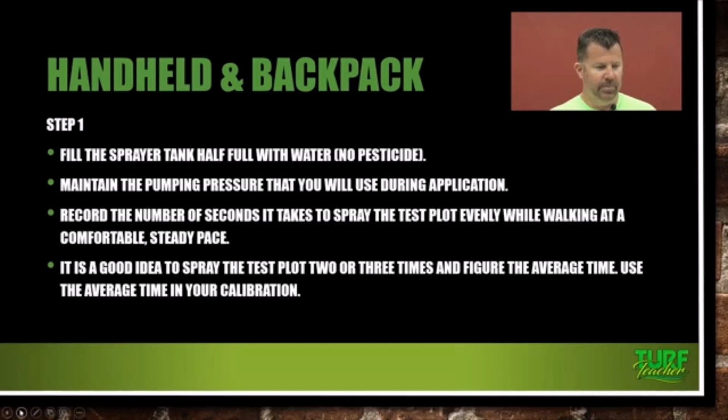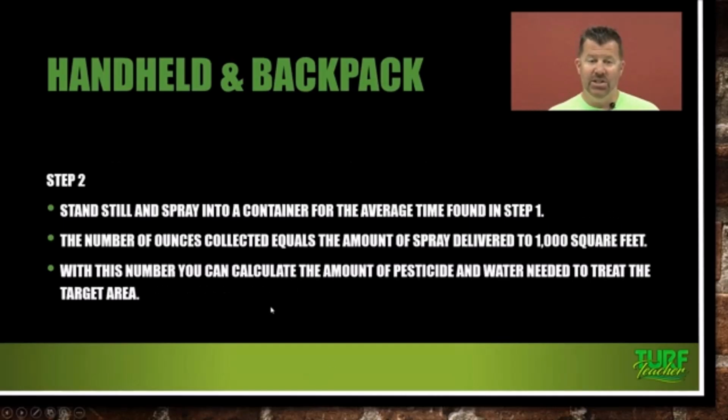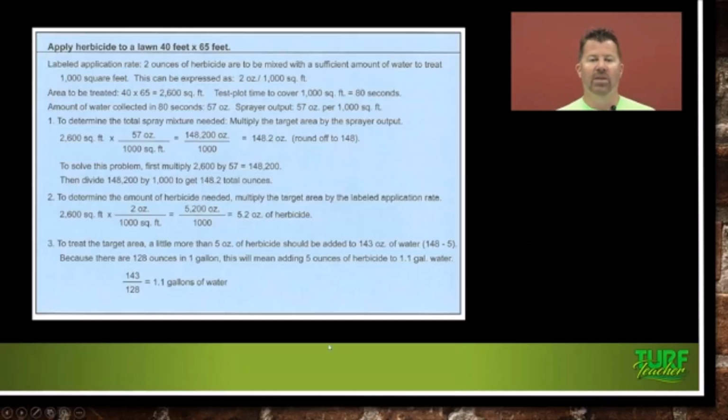Now, step 2, stand still and spray into a container for the average time found in step 1. The number of ounces collected equals the amount of spray delivered to a 1,000 square foot block. Remember, I like breaking my yard down to square foot blocks. With this number, you can calculate the amount of pesticide and water needed to treat the target area. And we have the perfect landscape pesticide calculation here.